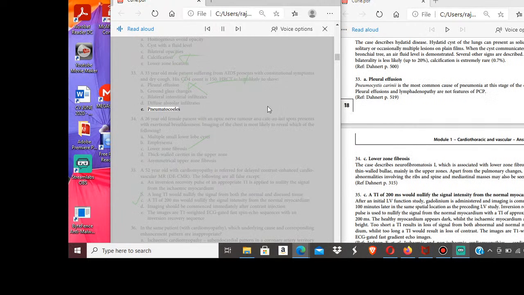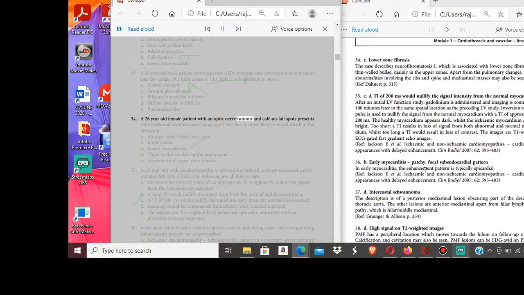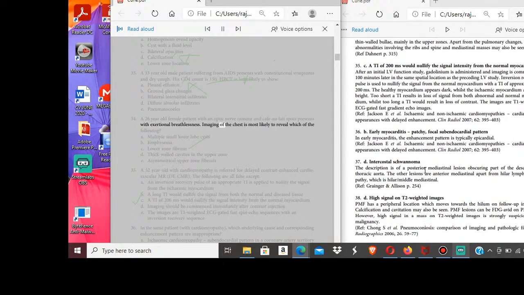34. A 26-year-old female patient with an optic nerve tumor and café au lait spots presents with exertional breathlessness. Imaging of the chest is most likely to reveal which of the following? A. Multiple small lower lobe cysts. B. Emphysema. C. Lower zone fibrosis. D. Thick wall cavities in the upper zone. E. Asymmetrical upper zone fibrosis.